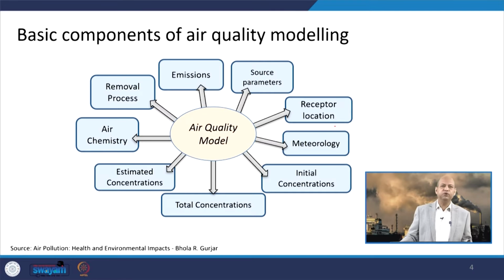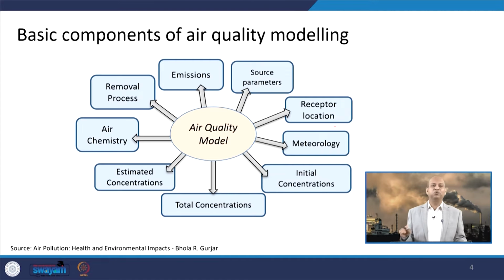Now, the basic components of air quality modeling: what are the different components which help us to build or form the complete model? We have to have emission data, how much pollution is coming out of a particular source, and then the source parameters. For example, if a stack is there, then what is the stack height, what is the diameter of the stack. Whether the source is at ground level or at a certain height, whether it is a mobile source or an area source. Those kinds of source parameters we need to know.